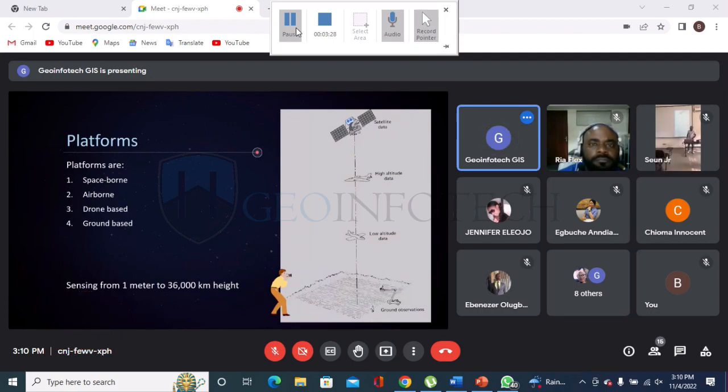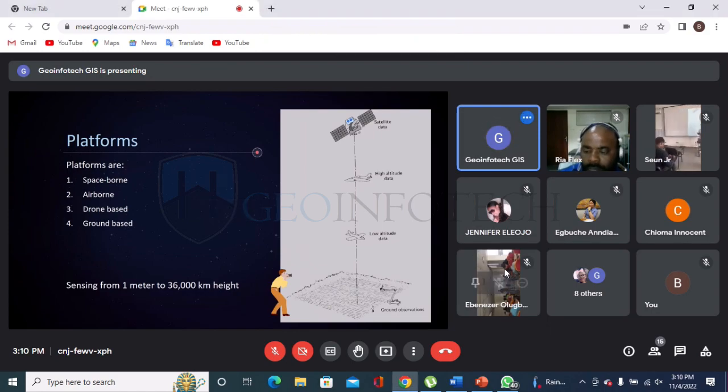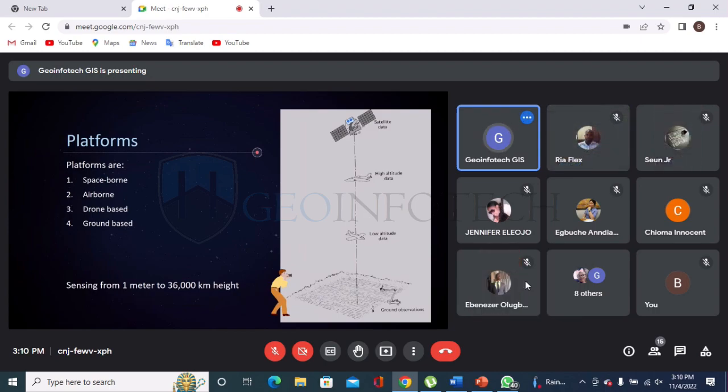So what are the platforms that are available in remote sensing without having to make physical contact with the objects we are mapping? These are the 4 platforms that are available. We have the spaceborne, we have the airborne, we can go drone-based, and we can be ground-based. I'll start from 4 because I think 4 is much closer to us. Every one of us, we are on the surface of the Earth, we are on the ground.